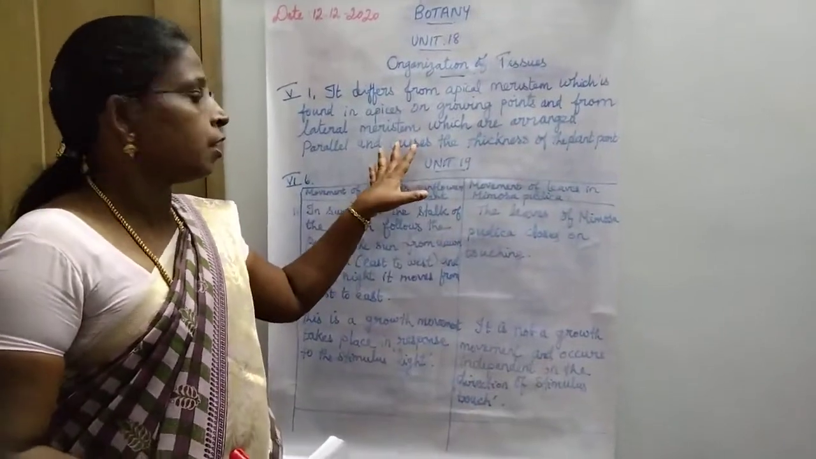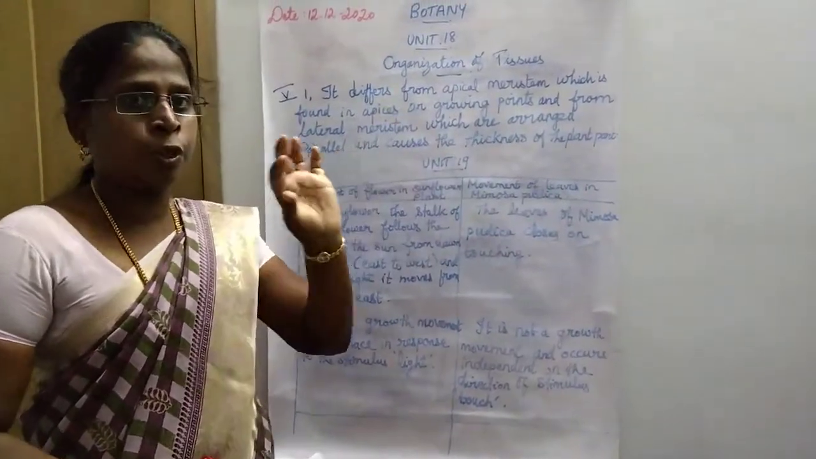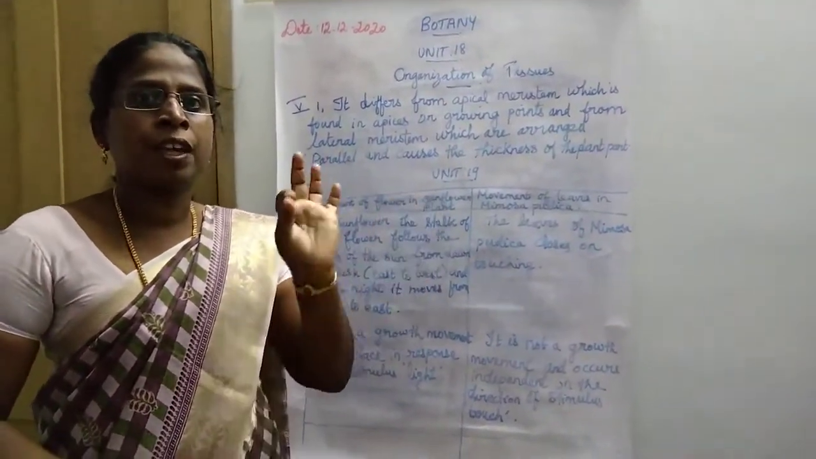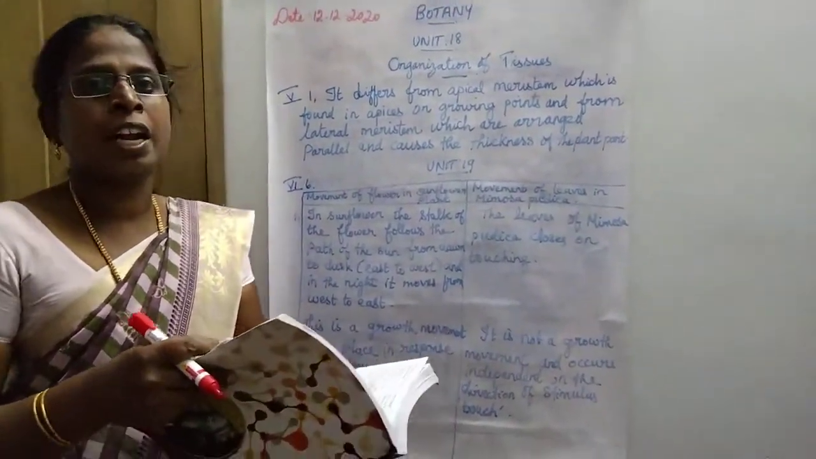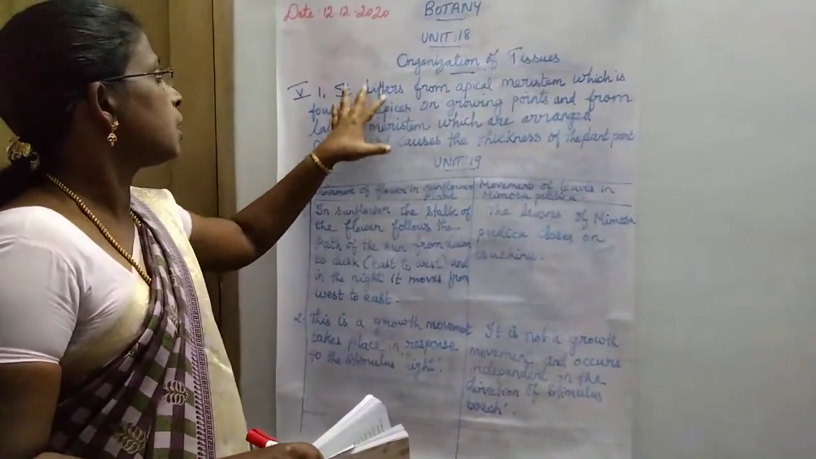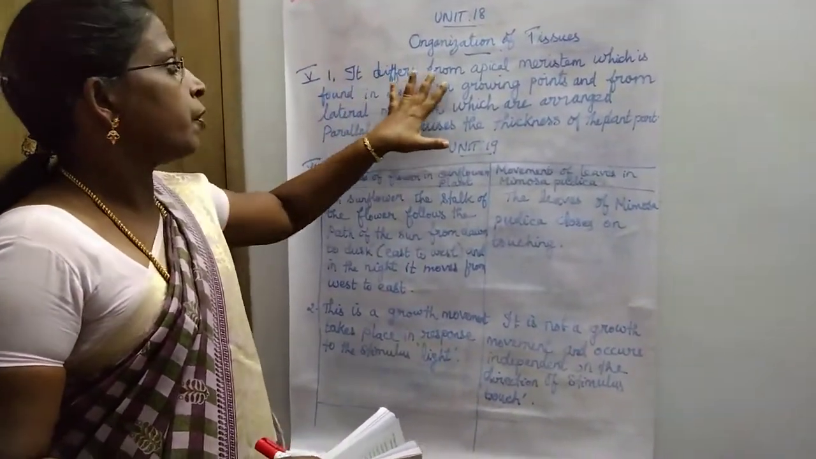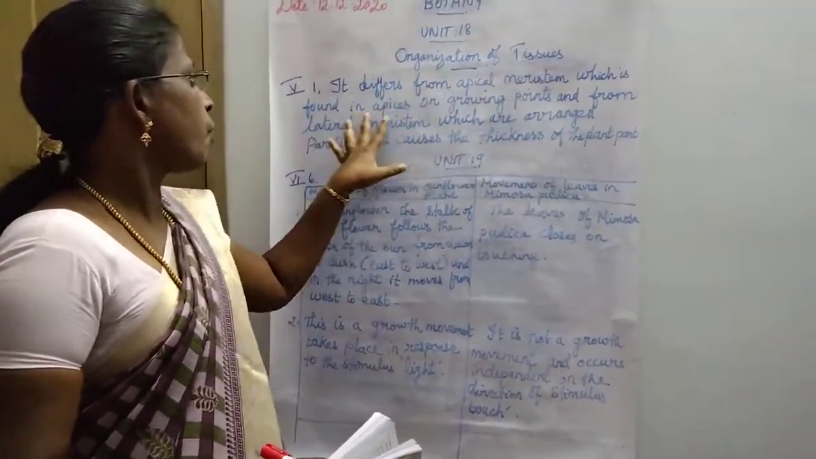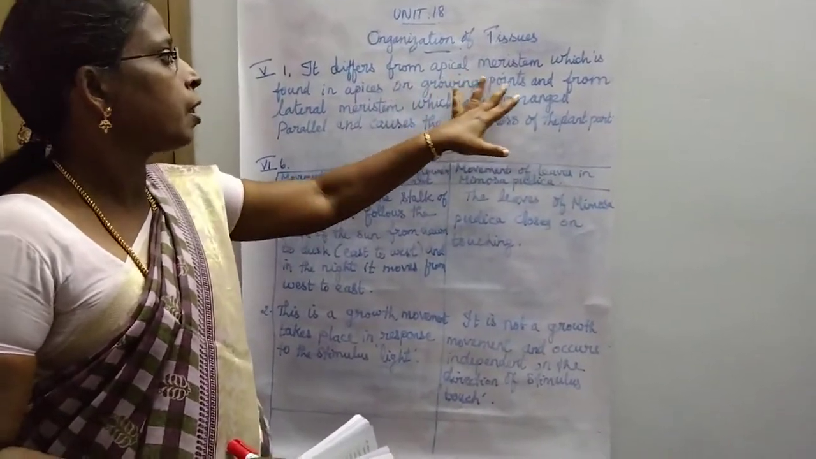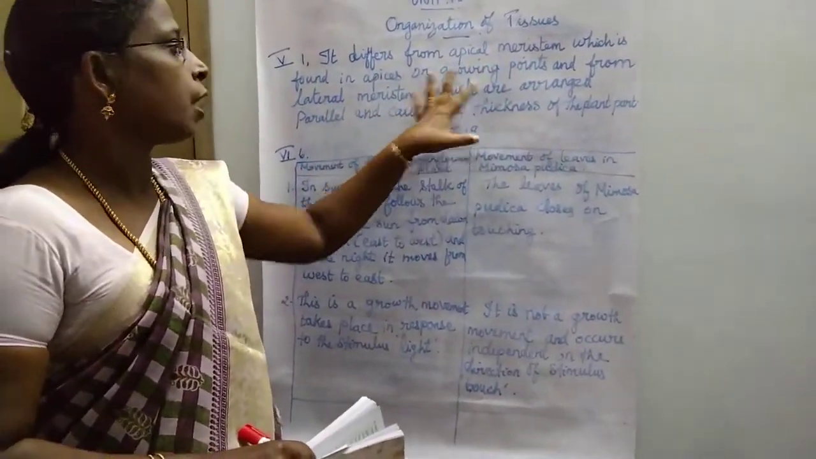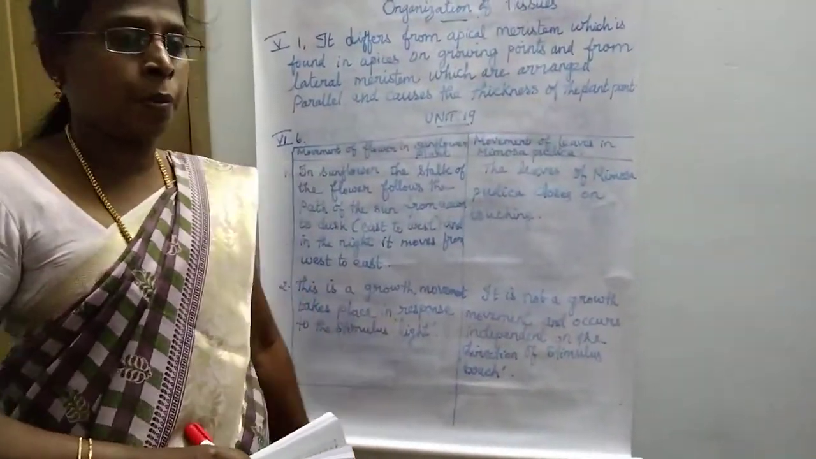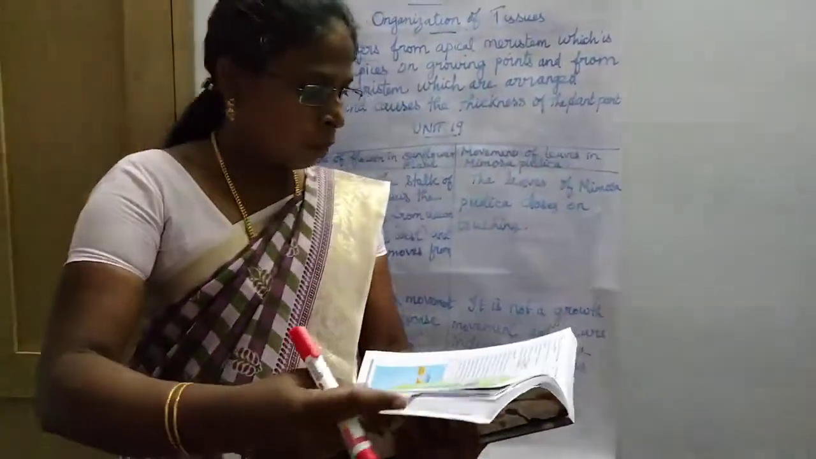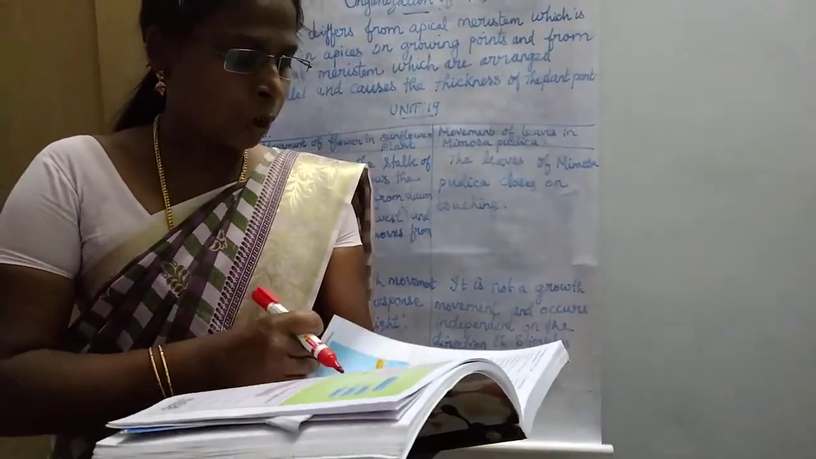Okay students, for this question there are two parts. The first part, the answer is on page number 211. The second part of the question, the answer is: it differs from apical meristem which is found in apices or growing points and from lateral meristem which are arranged parallel and causes the thickness of the plant part. Remaining all the questions you have already marked.